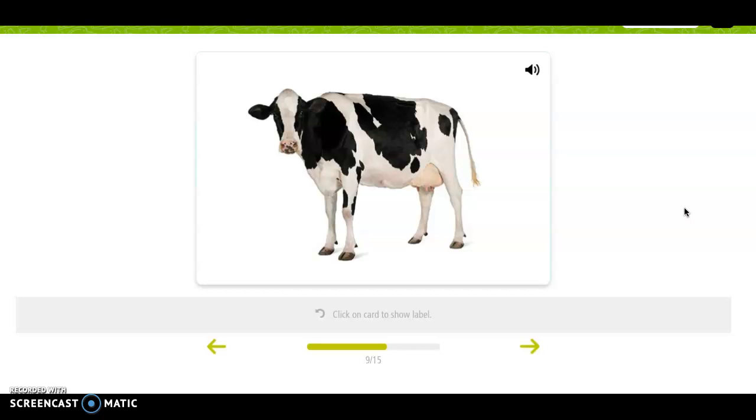This is a cow. A cow is a vertebrate. It is also a mammal. It has fur or hair. It can walk or could run, and it has one, two, three, four. It has 4 legs. Okay, the cow.